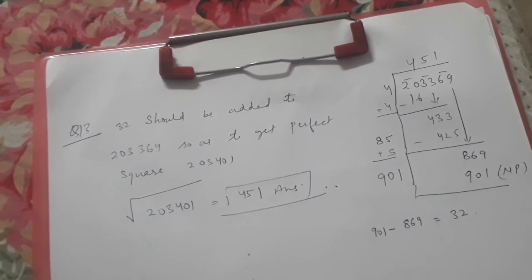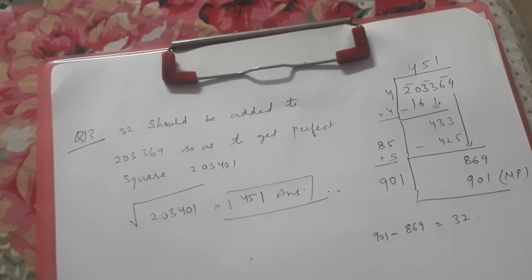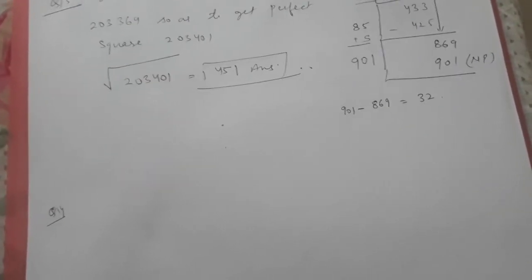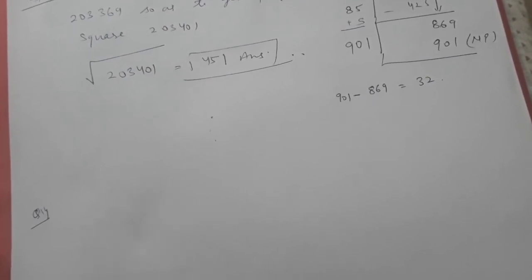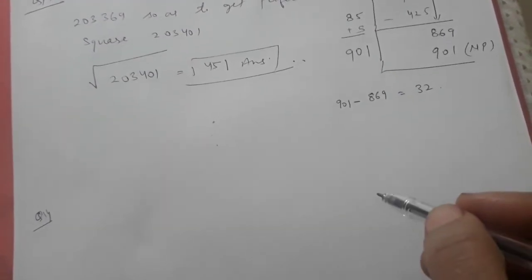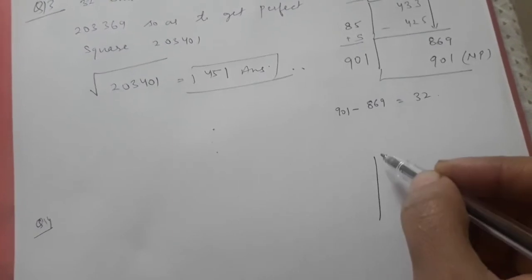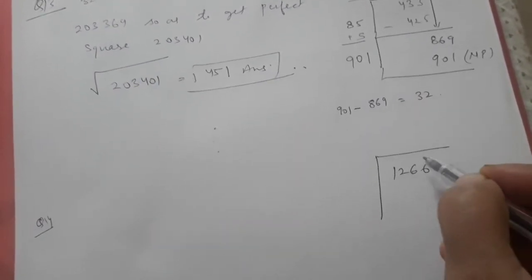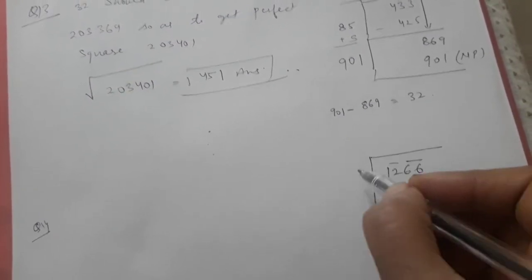So we will proceed with question number 14, where we have to find the least number that should be added to 1266 to make it a perfect square, and we also have to find the square root of that perfect square. So we will find the perfect square by the pairing up long division method.